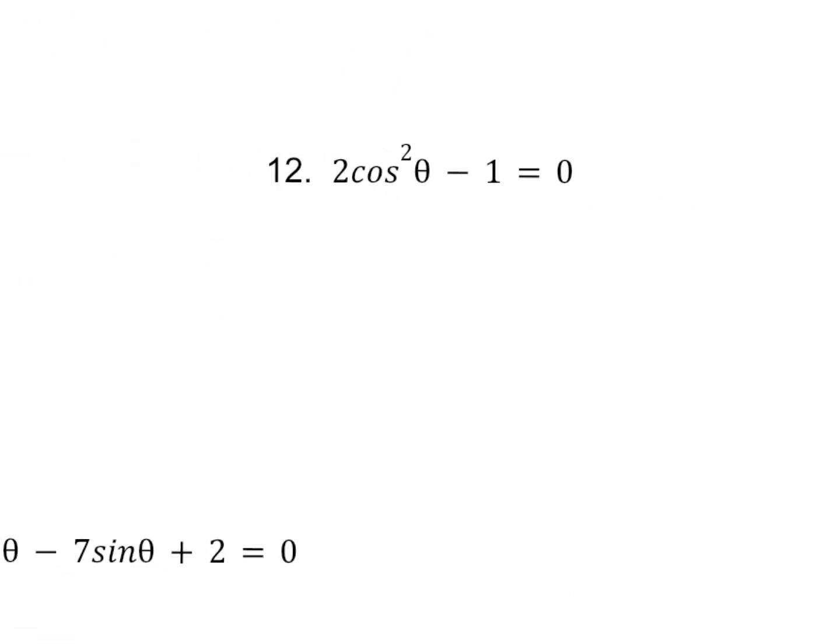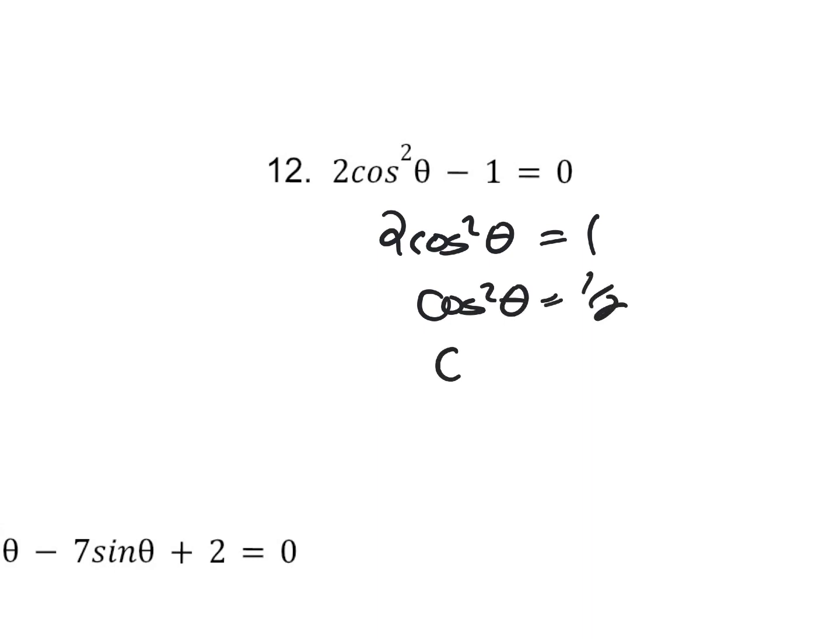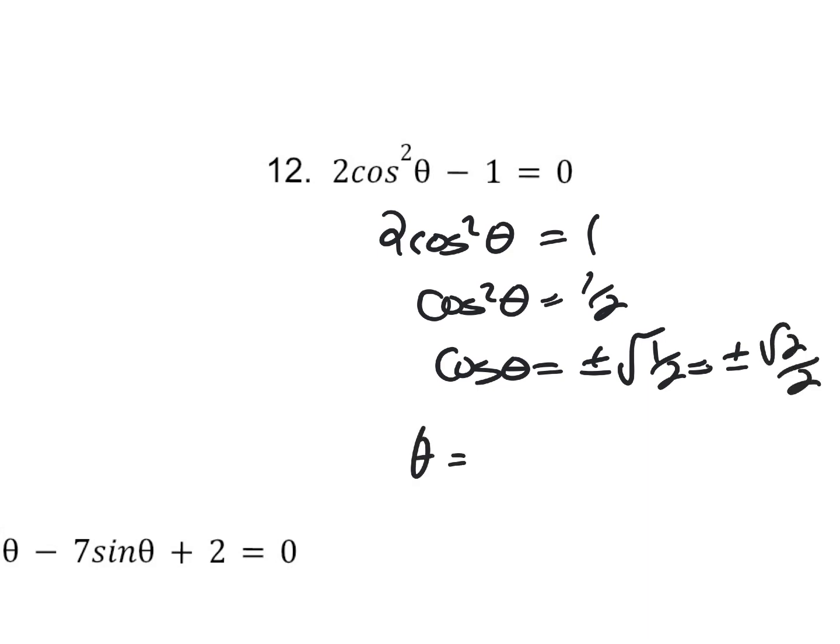Number 12, got to do a little bit of work. Let's move the 1 over first. It gives me 2 cosine squared theta equals 1. Let's divide by 2, make it 1/2. Because it's squared, we got to take the square root of both sides. When you take the square root, don't forget to put plus or minus. Just going to tell you real quickly, if you simplify that, it's square root of 2 over 2, which means because it's plus or minus, that's every single pi over 4. So it's going to be pi over 4 in the first quadrant, the second quadrant, the third quadrant, and the fourth quadrant. Okay, so all the pi over 4s.